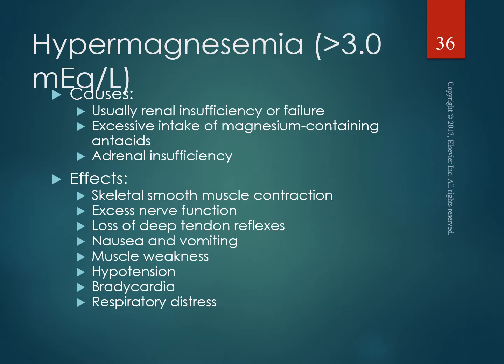So, hypermagnesemia: total serum magnesium level greater than 3 milliequivalents per liter. This is rare. Causes are usually renal insufficiency or failure, excessive intake of magnesium-containing antacids, or adrenal insufficiency. Effects can be skeletal smooth muscle contraction, diminished reflexes, lethargy, excessive nerve function, loss of deep tendon reflexes, nausea, vomiting, muscle weakness, hypotension, bradycardia, cardiac arrhythmias, and respiratory distress.